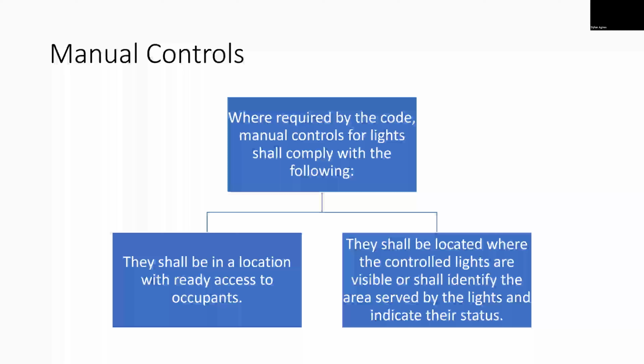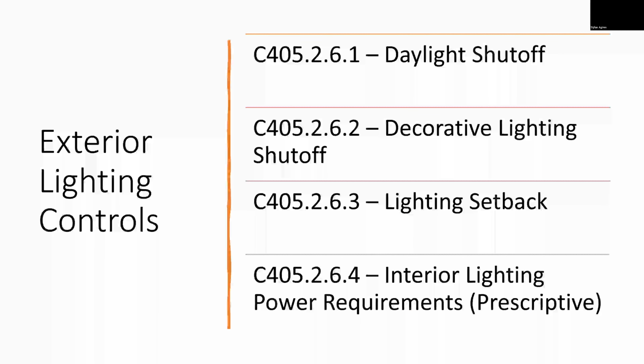Within manual controls, where they are required, they shall comply with the following. They shall be in a location with ready access to occupants. They shall be located where the controlled lights are visible and shall identify the area served by the lights and indicate their status. So you can't have what we used to have, where if you wanted to turn on and off our lights, you had to go in the hallway, down around to a random corner, and then press the button. So none of that. Should be fairly straightforward and obvious.